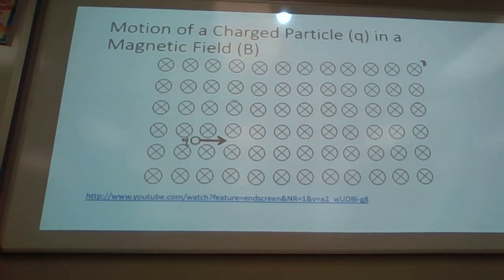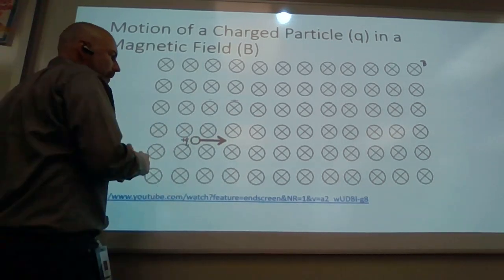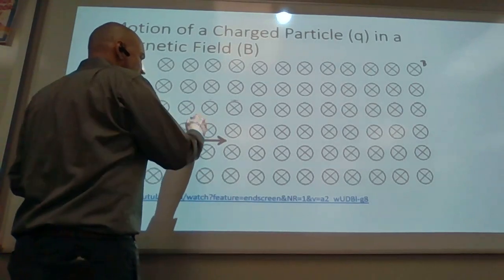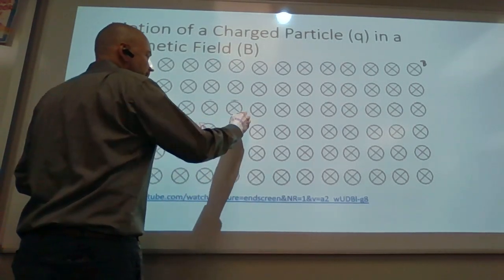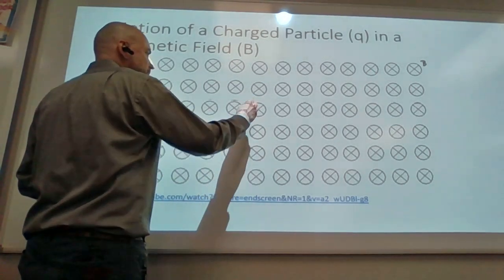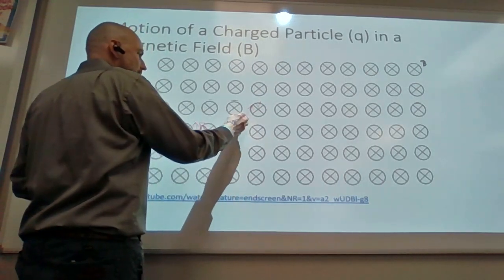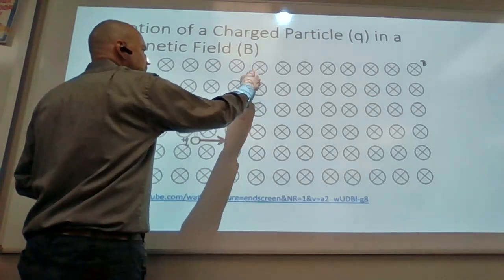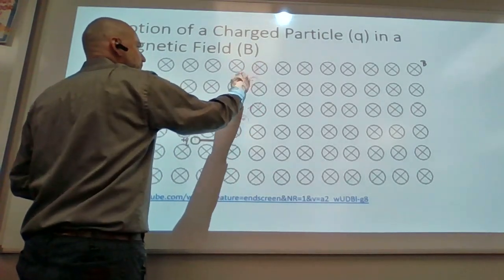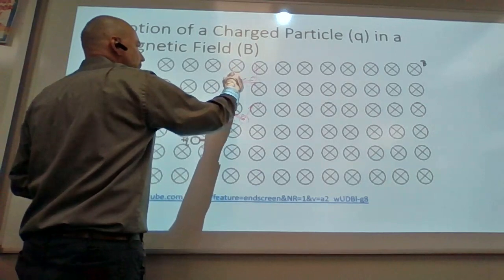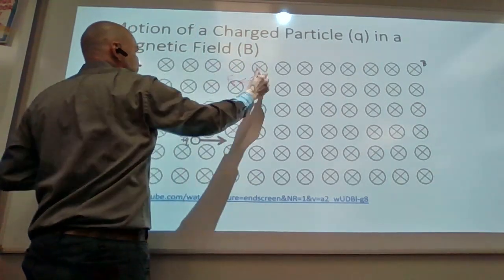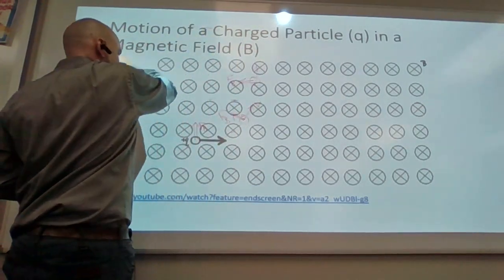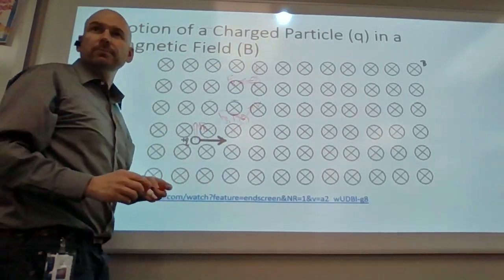So, if we shoot a proton through here, it experiences a force up. As time goes on, it's now moving this way because of inertia. Still experiences a force this way, moving this way. And so if there's magnetic field all over here, this continues and goes in a circle.